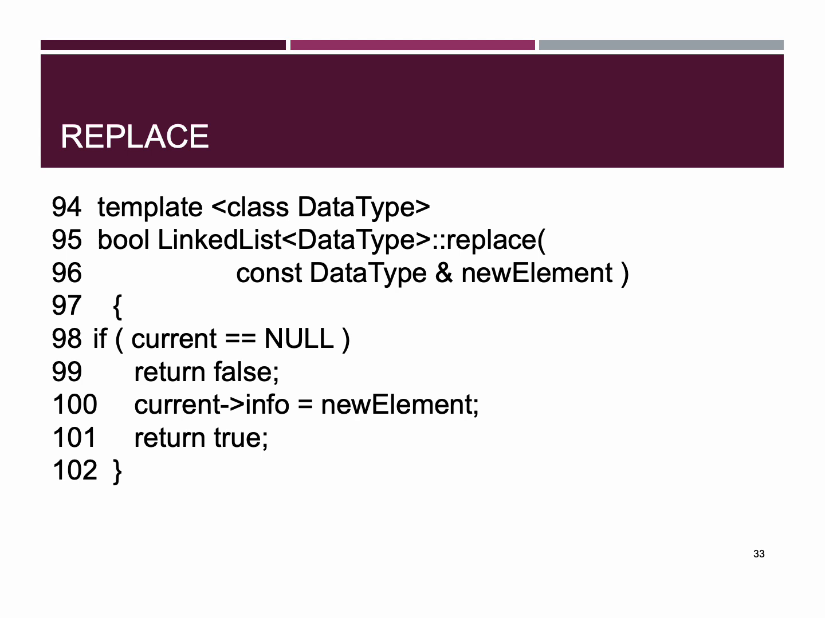If current is not null, we proceed to update the info field of the current node with the new element value, replacing the existing data in that node. Finally, the function returns true, indicating that the replacement was successful.